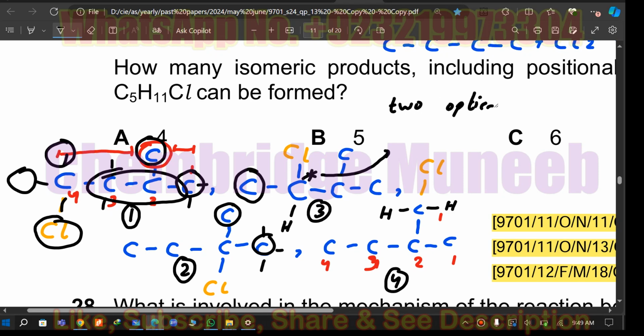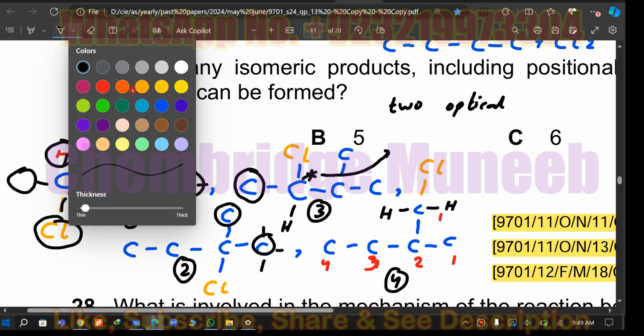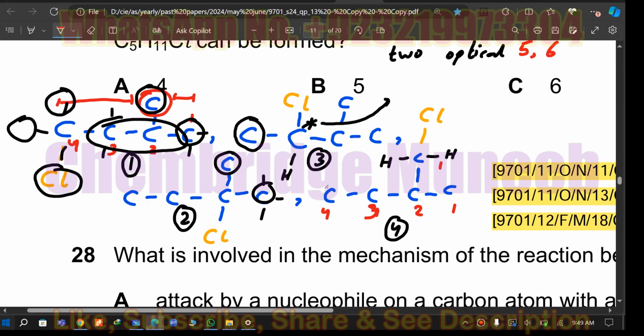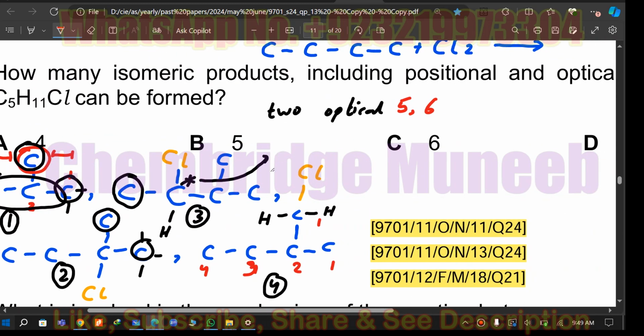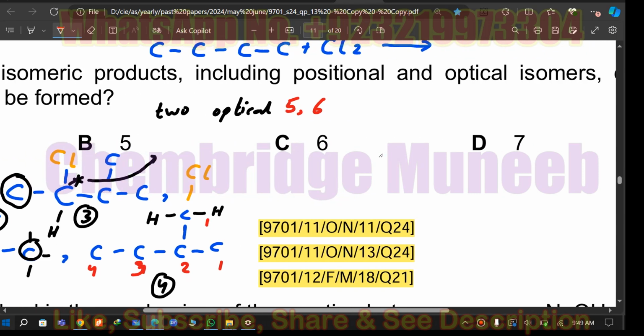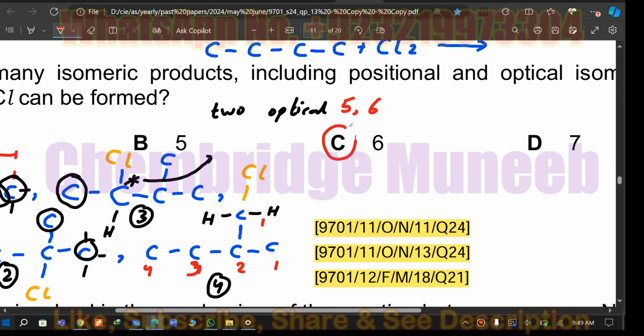Which means I can call them the 5th isomer and the 6th isomer, because there were already 4 isomers on the basis of the positional functional group, but on the basis of the chiral center there are another 2 optical isomers. So in total there are now 6, so that's why the correct option is 6.